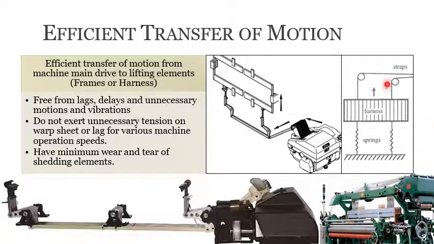In the previous systems, we see that the frames or harnesses are controlled by cords. Cords cause the lifting of the frame, and lowering is done by springs, a negative system.